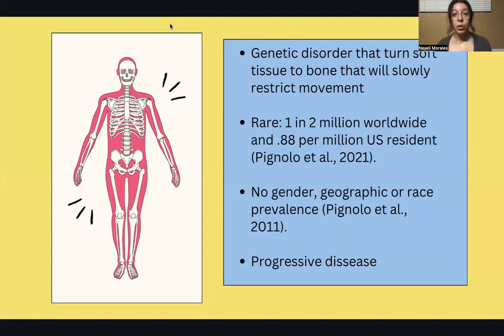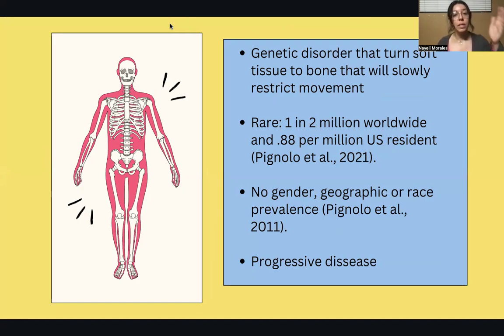FOP is a genetic disorder that turns soft tissue such as muscle, ligaments, tendons into bone. This will cause a restriction of movement on the patient. It is very rare, only 1 in 2 million worldwide, and here in the US, it is 0.88 per million US residents.